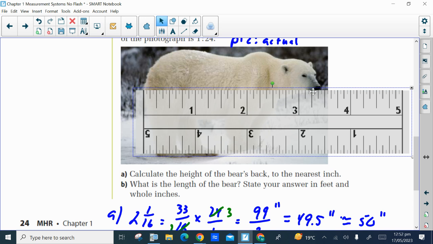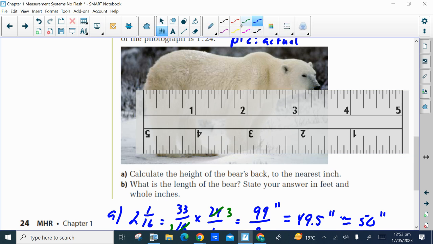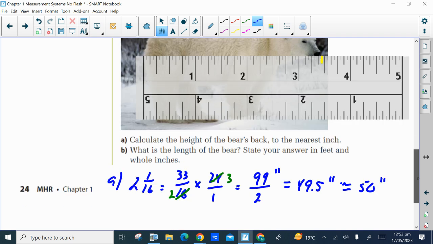So it's between 3 and 4 inches. So we'll count to this point right here, and maybe I'll draw it on there. There's the tip of his nose. So if we count how many 16ths past 3 it takes to get to that point on the ruler, it's 1, 2, 3, 4, 5, 6, 7. 7/16 past 3. So the length of the bear in the picture is 3 7/16 of an inch.